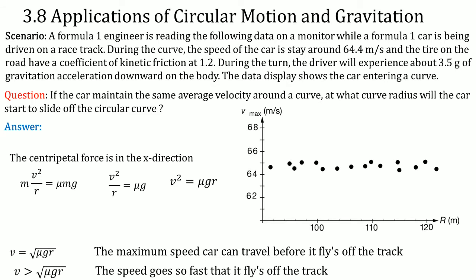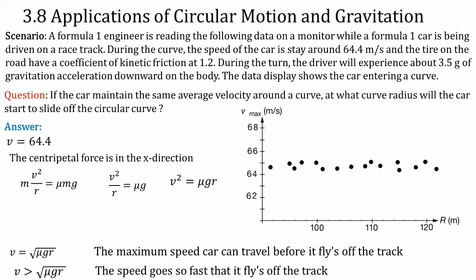But if v is greater than the square root of mu gr, the speed of the car goes so fast that it will fly out. That means the velocity is greater than what the centripetal force, which is the friction force, can support. So knowing this, we can now approach this problem.